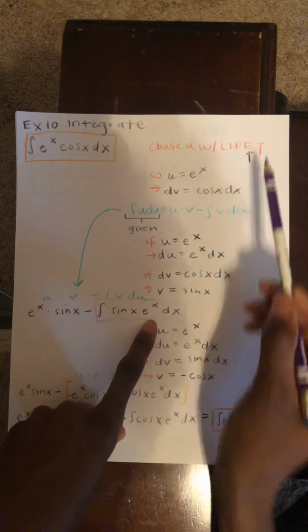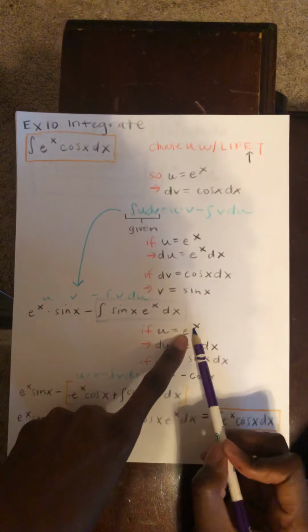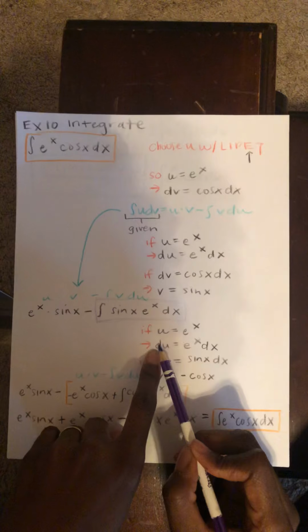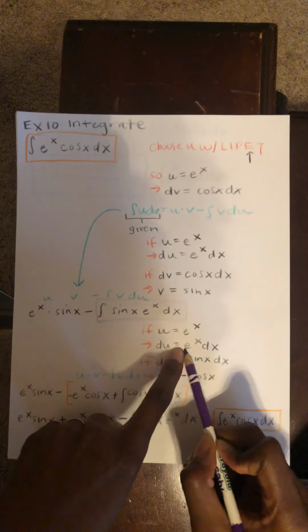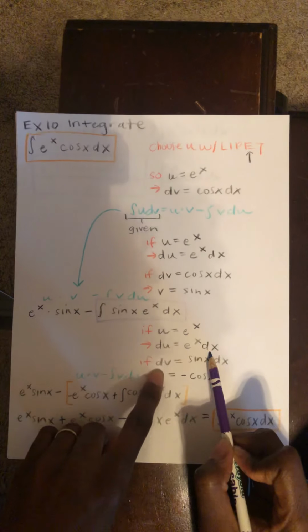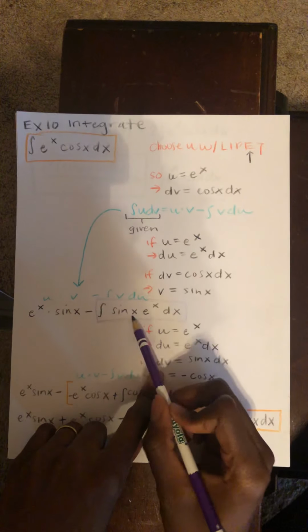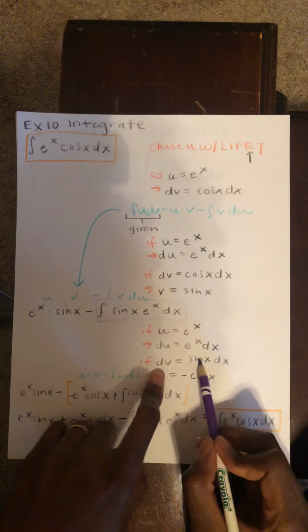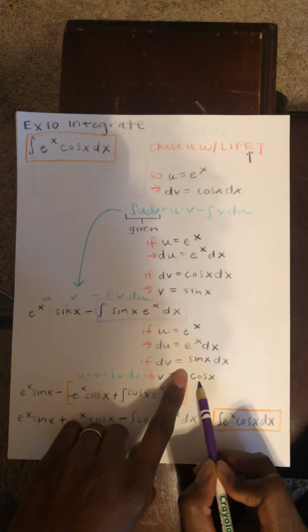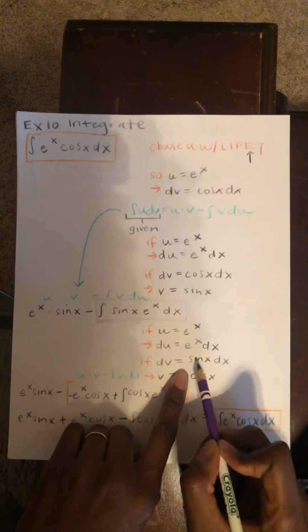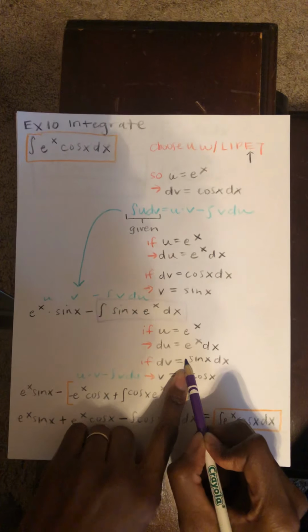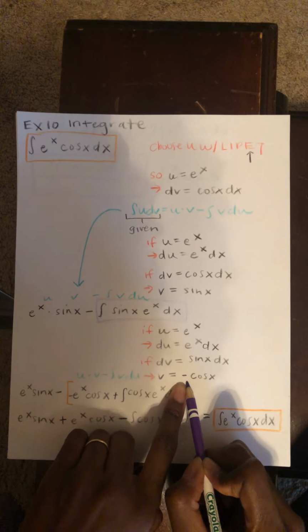So we choose our u with LIATE. Again, we have our e, and then we have our du, which is going to be e to the x dx. Our dv is the remainder, which is sine x dx. Okay, so let's work backwards. We have cosine x. The derivative of cosine is negative sine. There's not a negative, so we tack on a negative, okay?